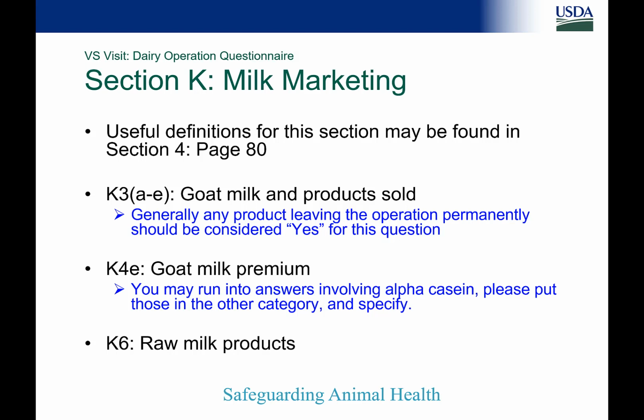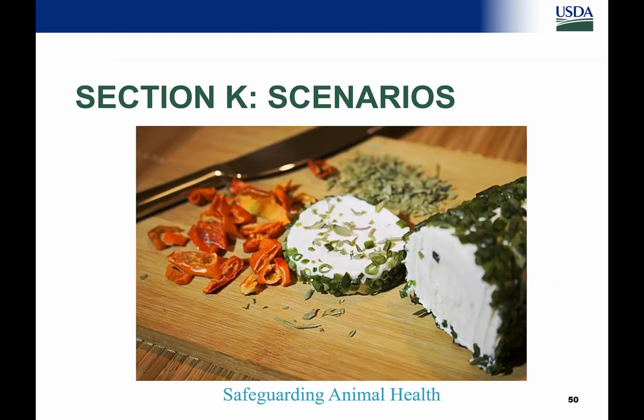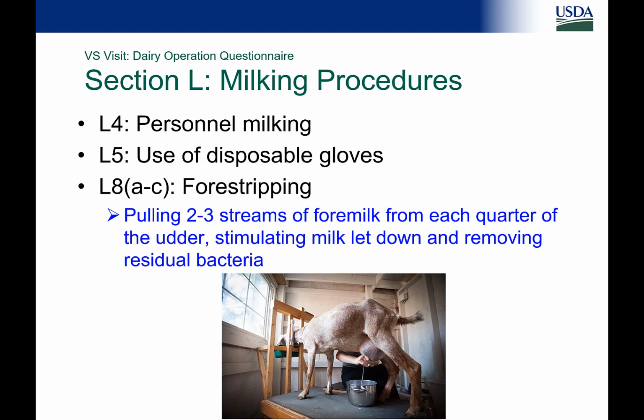And then once again, question 5 is asking about on-farm pasteurization. And then question 6 is asking about the sale of raw milk products intended for human consumption. So we understand that in some states this is illegal to do. Still capture this information and it will be aggregated into regional estimates. So we won't report illegal practices in a specific state. And we'll skip this scenario for now and move on to milking procedures.